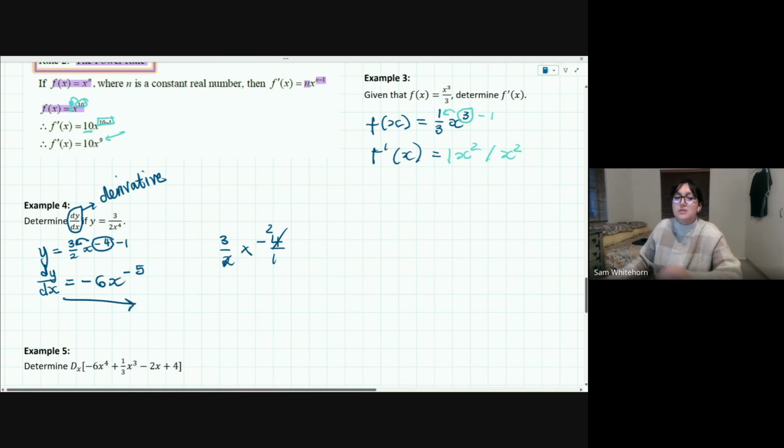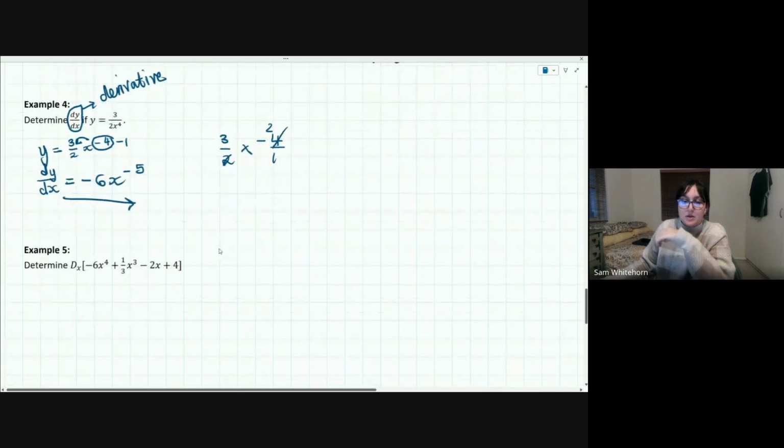So these rules make life so much easier when it comes to finding derivatives, because once you understand the rules and once you can apply the rules, it's literally a one-step process. Right, let's look at example 5. Like I say, I'll make it all smaller now for you in a second to take a screenshot.